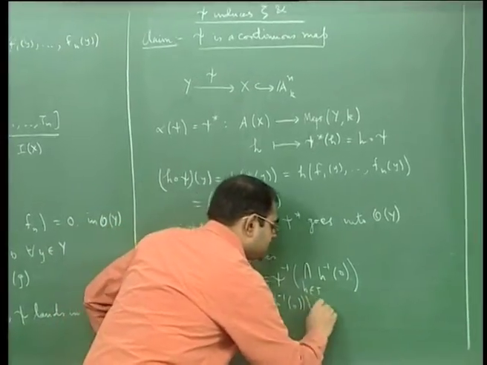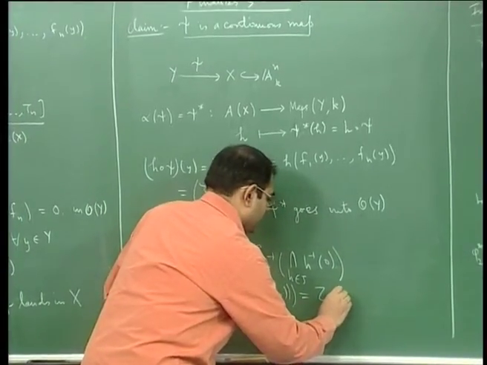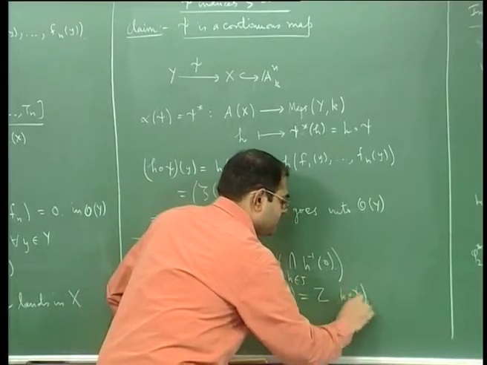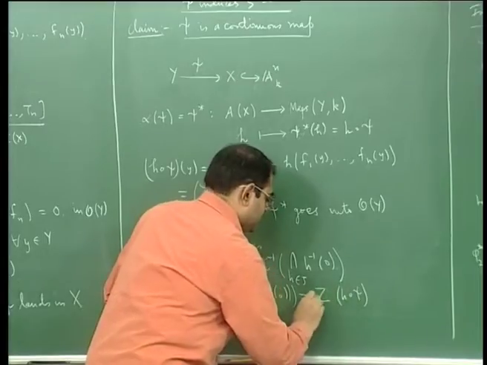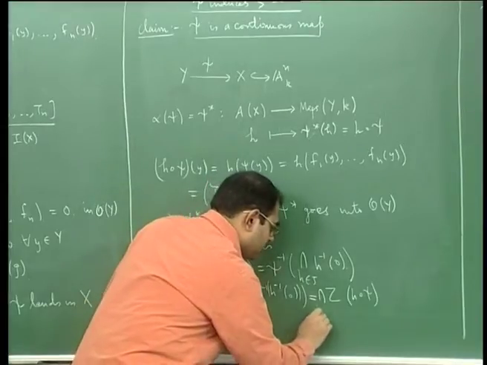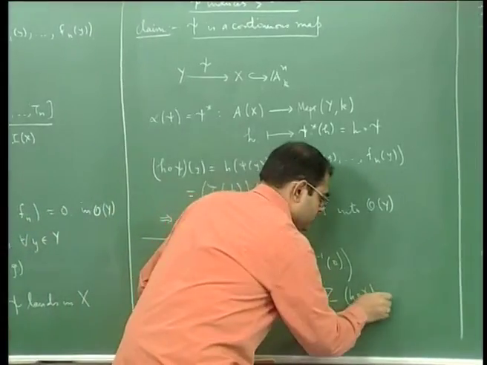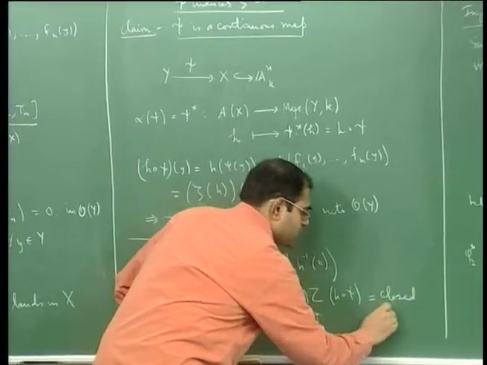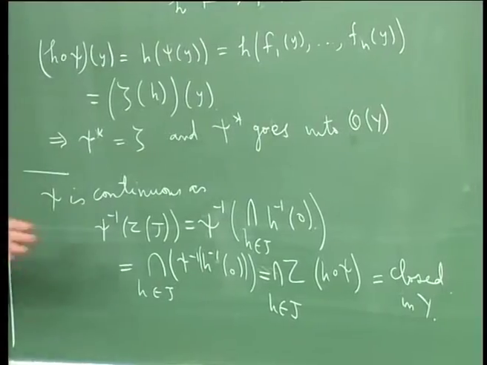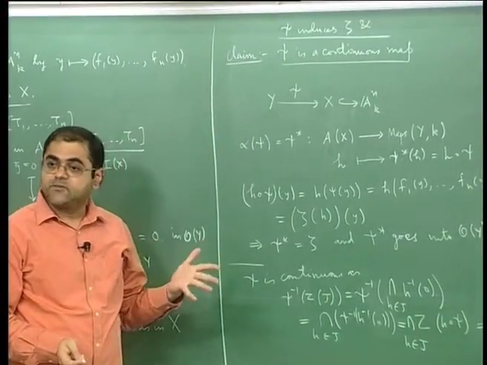And you see that this is just the zero set of h circle psi, the intersection of the zero sets of h circle psi where h belongs to J, and this is closed in Y. So this implies psi is continuous, and since psi is continuous, the map that it induces pulls back regular functions to regular functions, so it is a morphism.